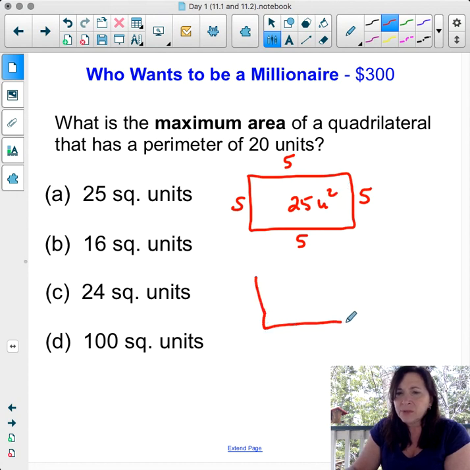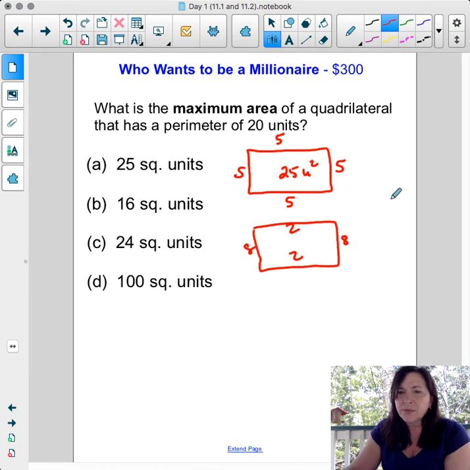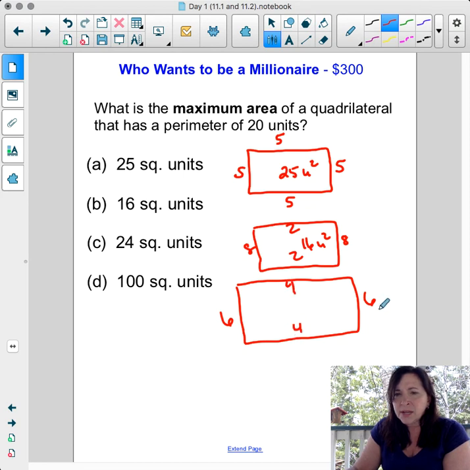Let's try this again. So let's draw another rectangle and perimeter. So I'm going to say, let's try 8 and 8. So that's 16, 17, 18, 19, 20. Okay. So that area would be 8 times 2, which is 16 units squared. Let's try this again. Another quadrilateral. Let's try 6 here and here. We got a 4 here and 4 here. 6 times 4, we have 24 units squared.